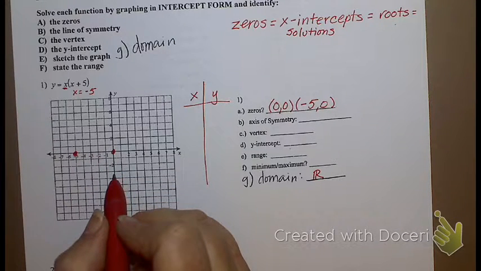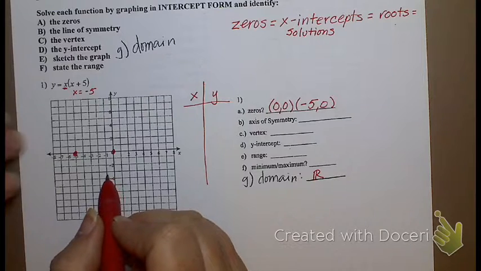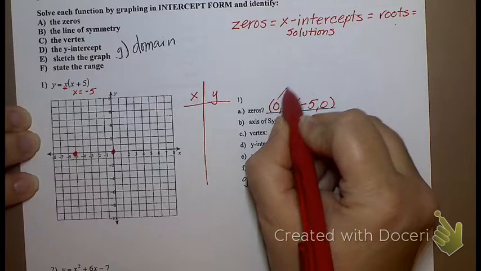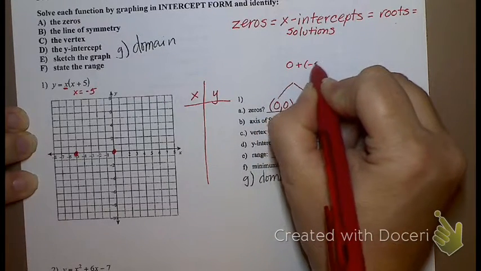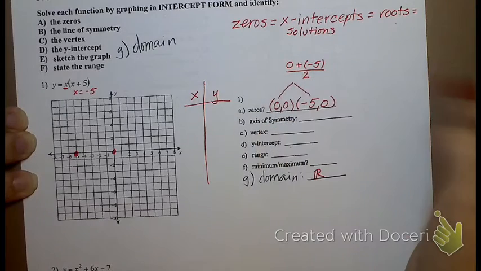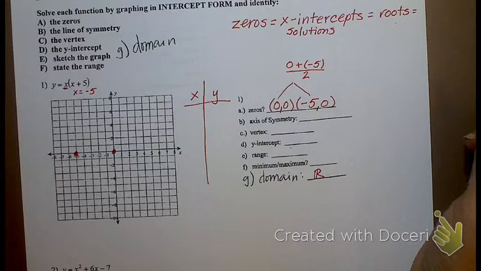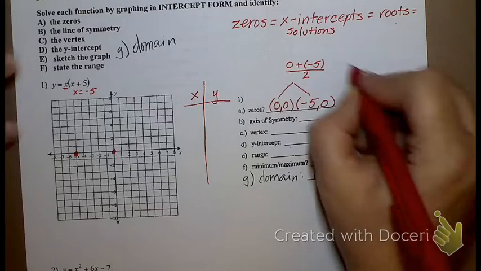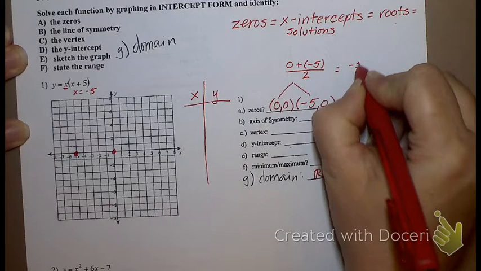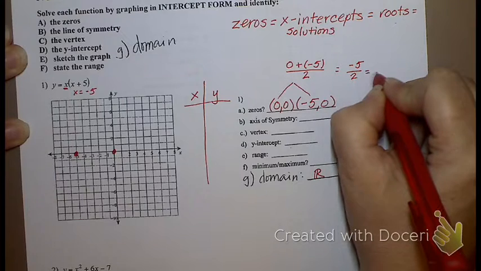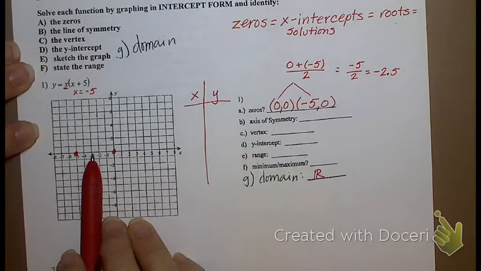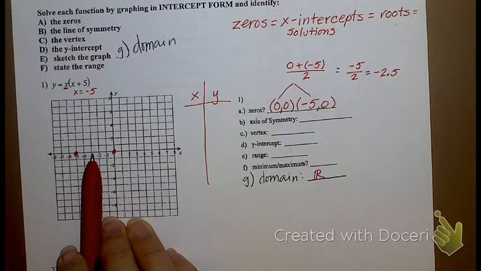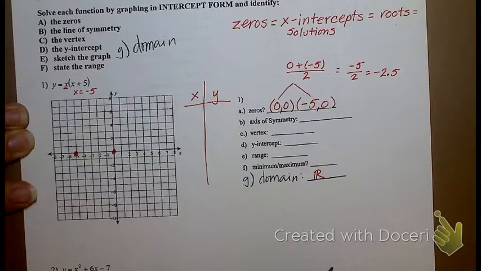If I can't easily see what's exactly halfway through, here's what I do. I take 0 and I take -5 and I add them together and then I divide by 2. In other words, you're finding the average of your X-intercepts. So 0 plus -5 is -5. Divided by 2, if you go to your calculator, that'll give you -2.5. That's where my vertex is going to be. It's at -2.5. That's what's exactly halfway between 0 and -5. Does that make sense? All right.